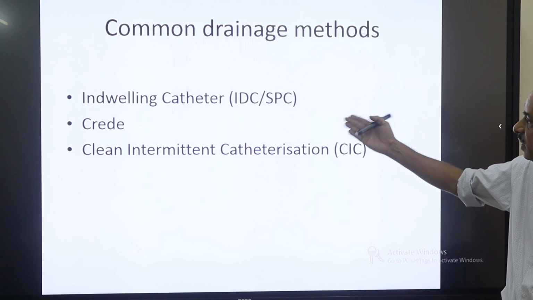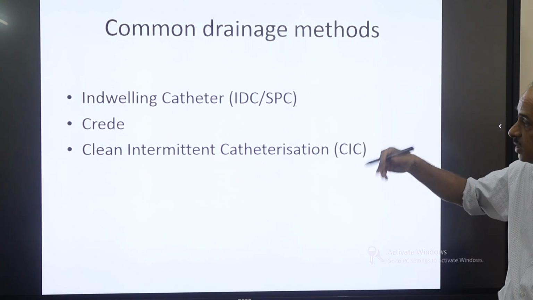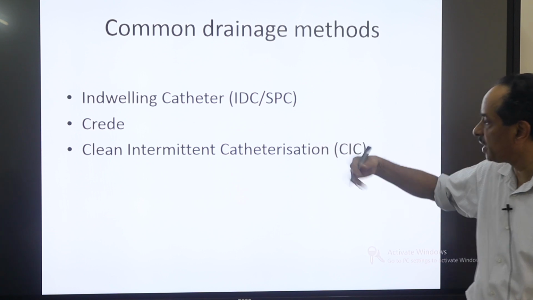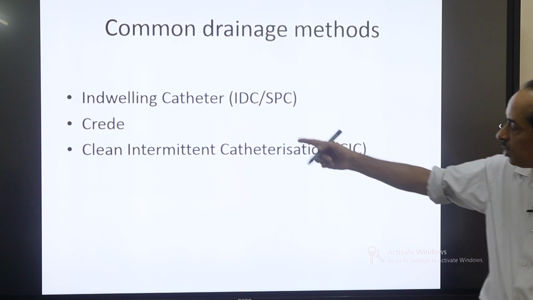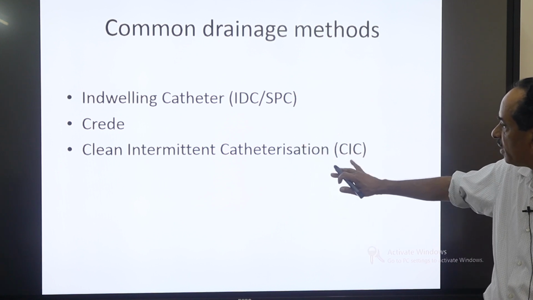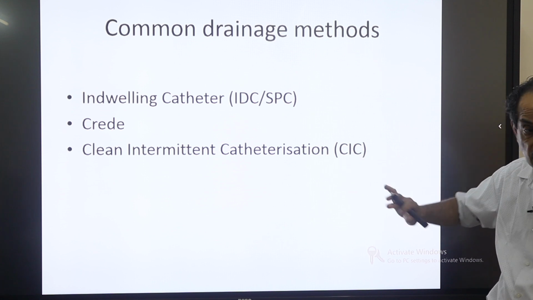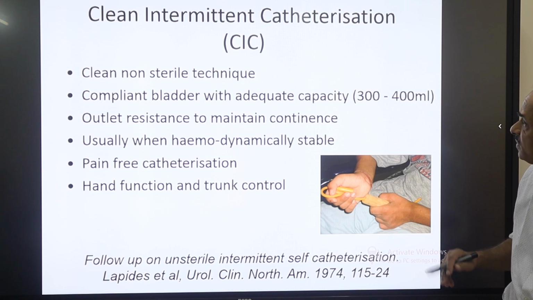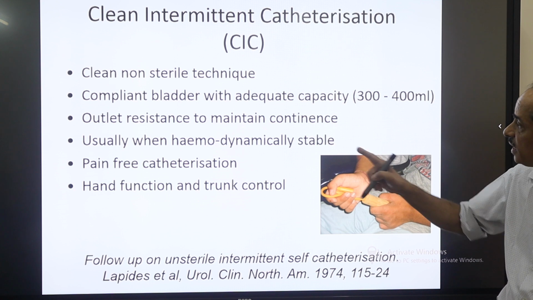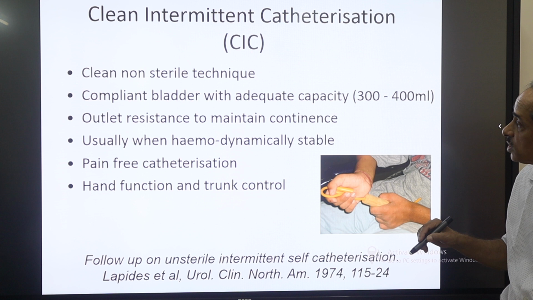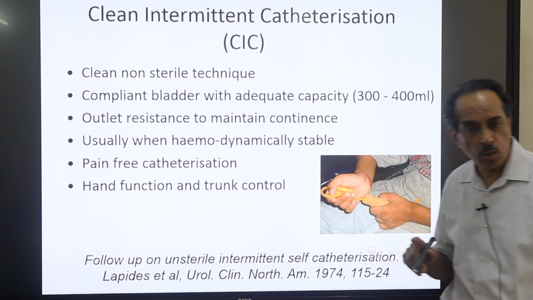What common drainage methods will be used by patients after the acute phase? It can be an indwelling catheter, per abdomen or through the urethra, or pressure from the bladder, or suprapubic pressure, or intermittent catheterization. We will find out the complications of all this and then manage accordingly. The advantage of clean intermittent catheterization is that it is a clean, non-sterile technique.